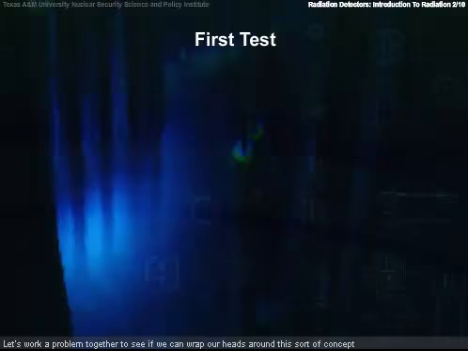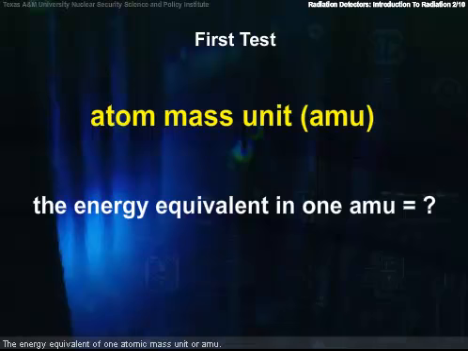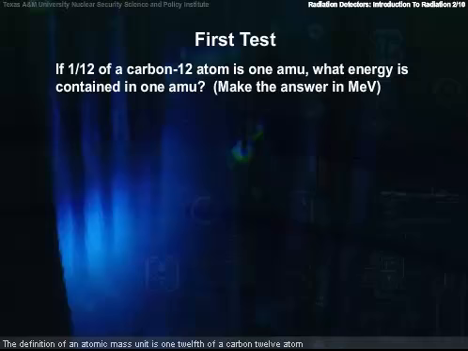Let's work a problem together to see if we can get our heads around this sort of concept. We're going to calculate a number that you will use throughout the rest of your nuclear career, the energy equivalent of one atomic mass unit, or AMU. As we progress through this course, you'll see why this is an important number. The definition of an atomic mass unit is 1/12 of a carbon-12 atom. And I want you to calculate what's its energy equivalent in MeV.